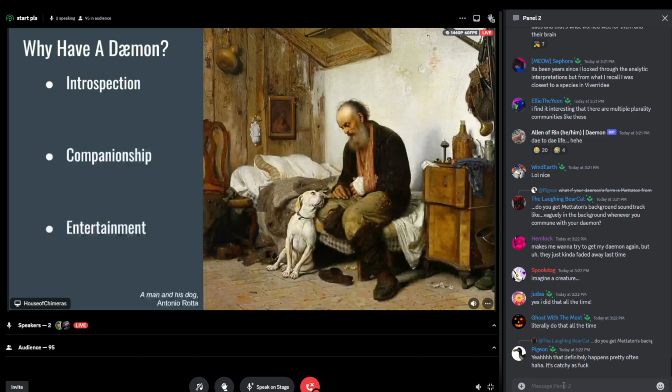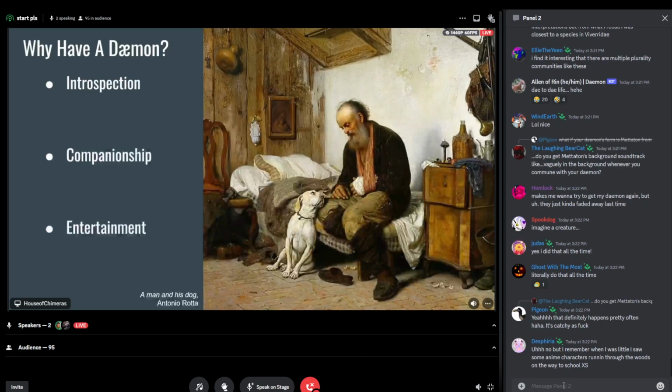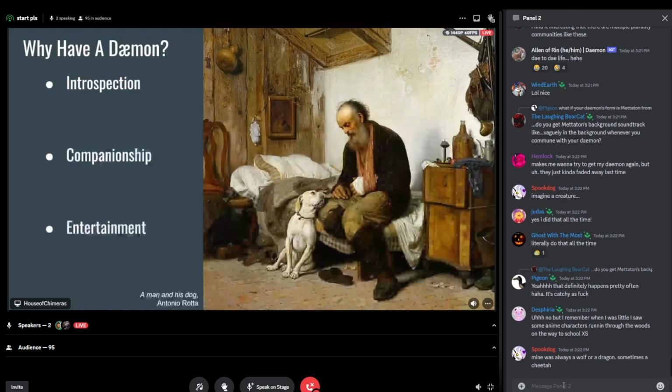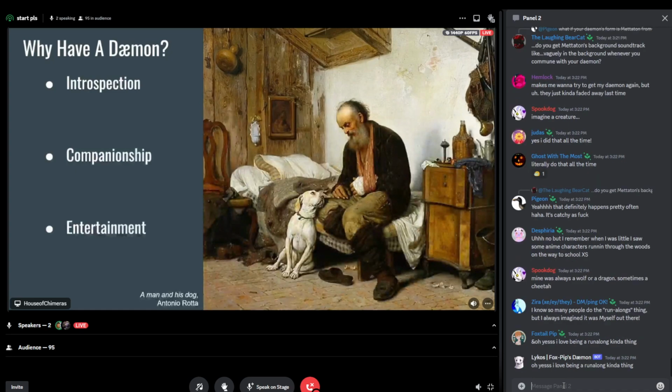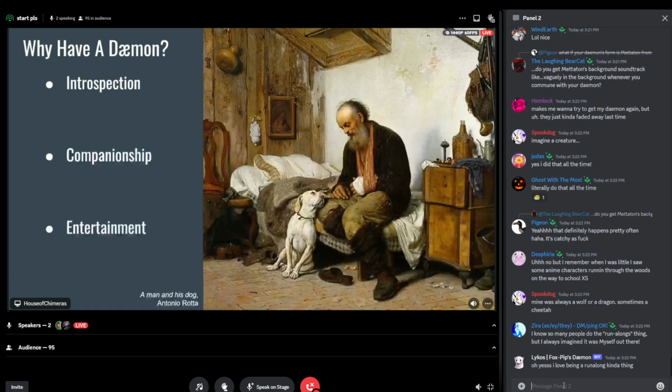All that said, having a daemon or having an interest in Dæmonism is what you make of it and what you get from it. That goes for the entire concept, both regarding interacting with a daemon or not, or looking into form finding or not.